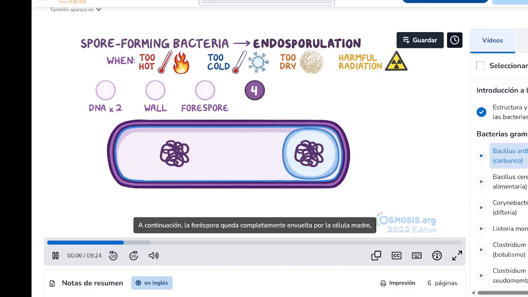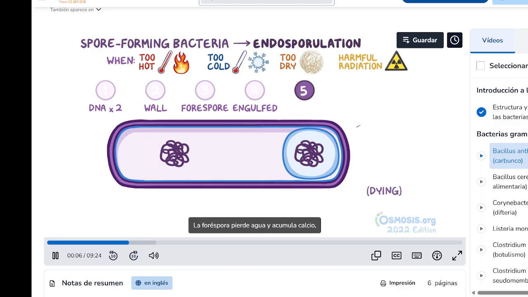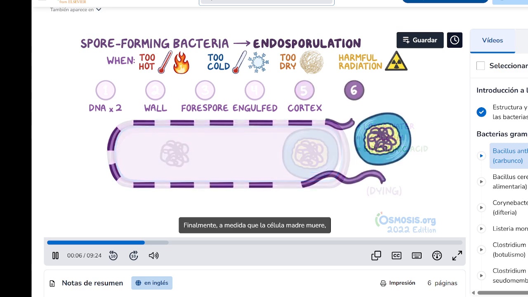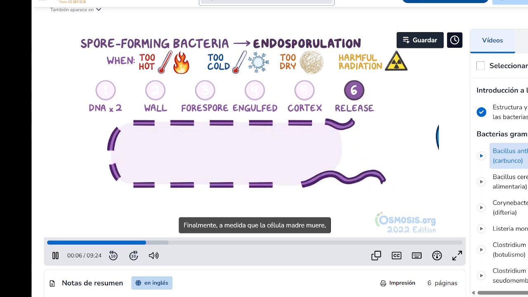Next, the forespore gets completely engulfed by the mother cell, sort of like a cell within a cell. Finally, inside the dying mother cell, the forespore loses water and accumulates calcium, and at the same time gets wrapped in the super tough cortex from the dying mother cell. At this point, the endospore is able to resist heat due to the presence of dipicolinic acid found in the core of the Bacillus anthracis spore, harsh chemicals, digestive enzymes, and even antibiotics. Finally, as the mother cell dies off, the endospore is released outside.